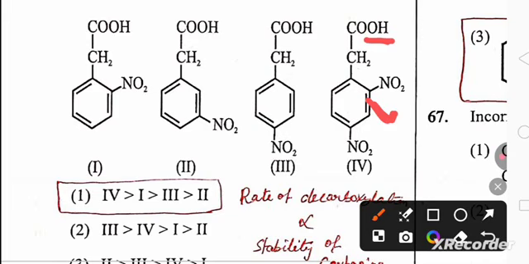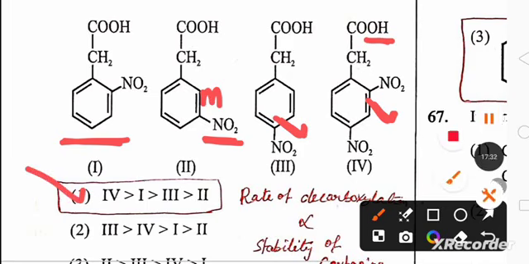Then second is option 1, where the nitro group is present at the ortho position. The next one is the compound with the nitro group at the para position, and the least one is the nitro group present at the meta position. So option 1 is the right answer for this question.